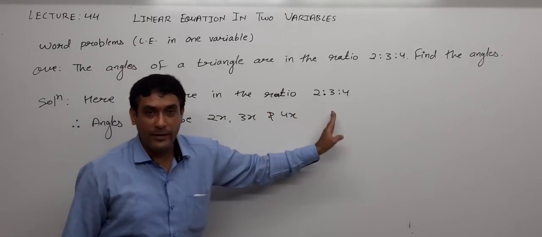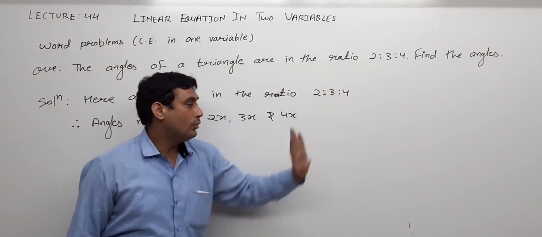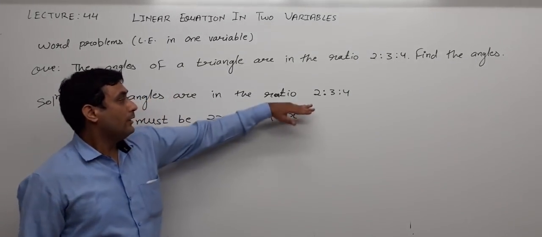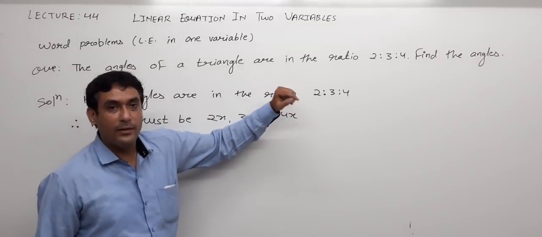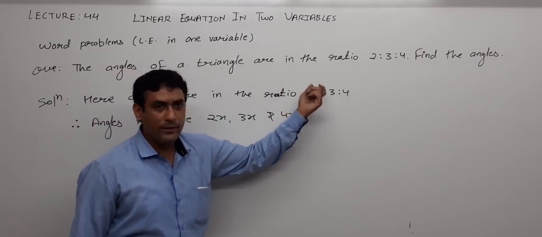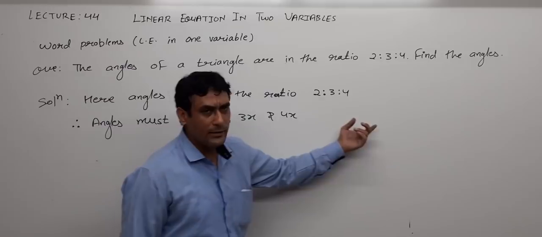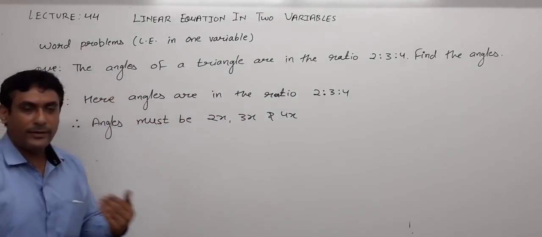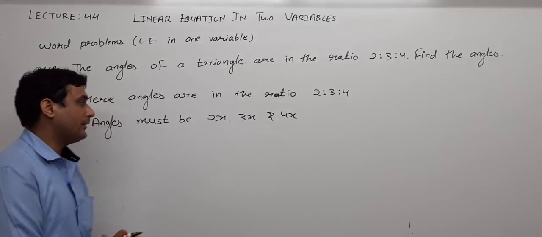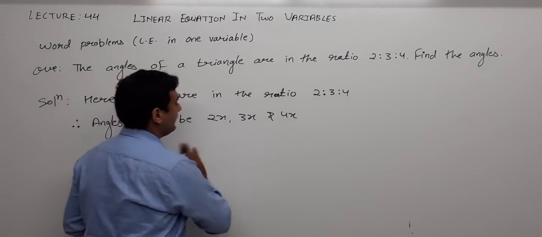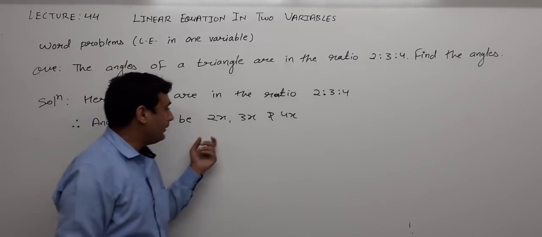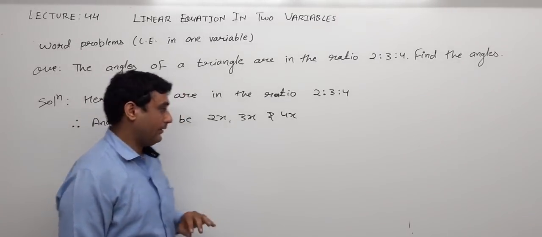Suppose the ratio of edges is given as 19:23, then the edges will be 19x and 23x. Suppose the ratio of weight is given as 140:130:120, then we will take the weights as 120x, 130x, and 140x. That means we have to multiply this x with each and every ratio. Now, here for angles, we got the measurement of angles in terms of x.